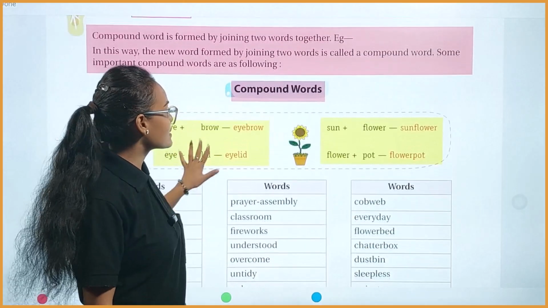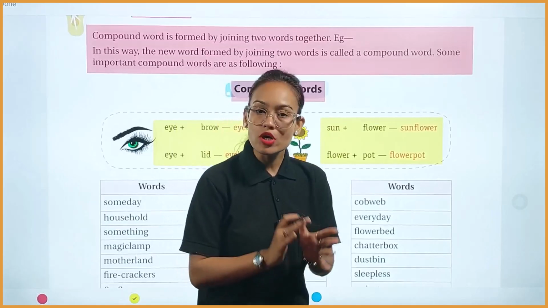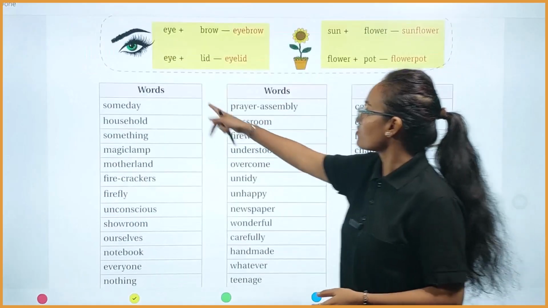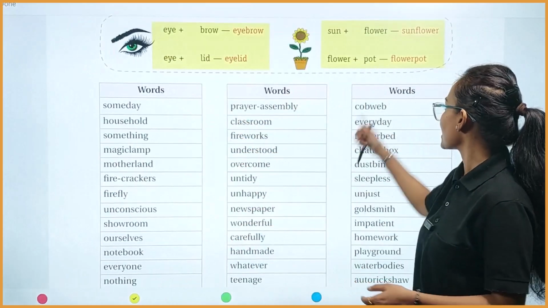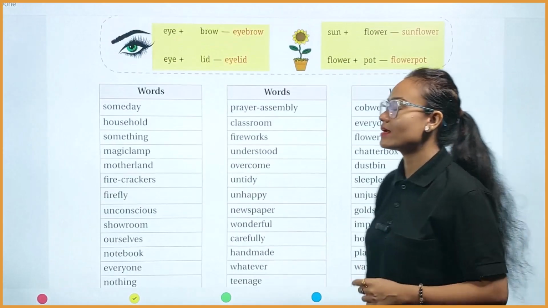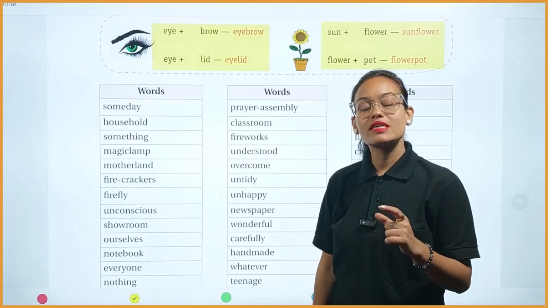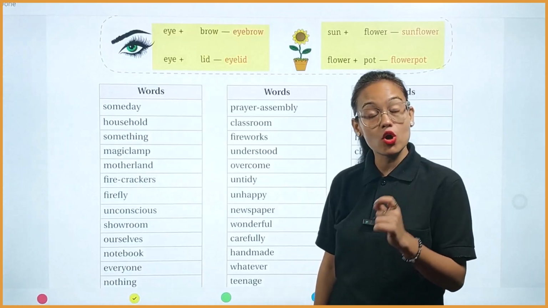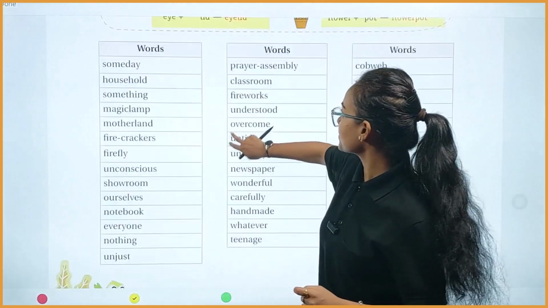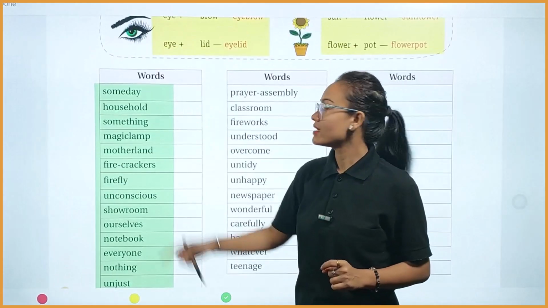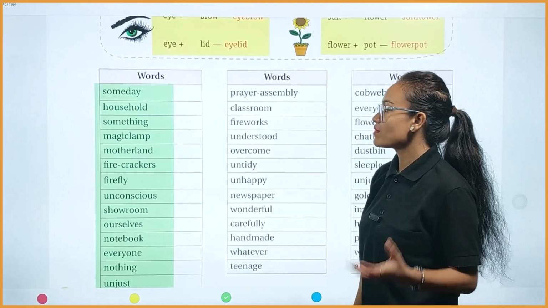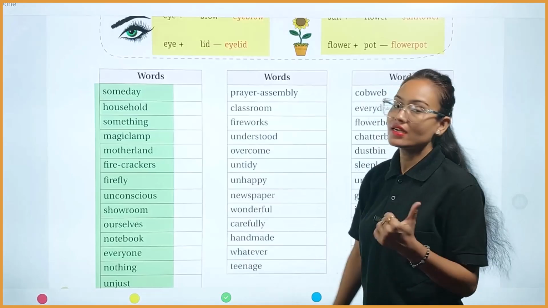So this is an example of commonly used compound words. Apart from them, we are also going to see some other examples. Here you can see words are given. If you read all these words, you will note that these are compound words, which means they are formed after the combination of two different words. For example, you can see here: someday, household, something, magic lamp, motherland, firecracker.